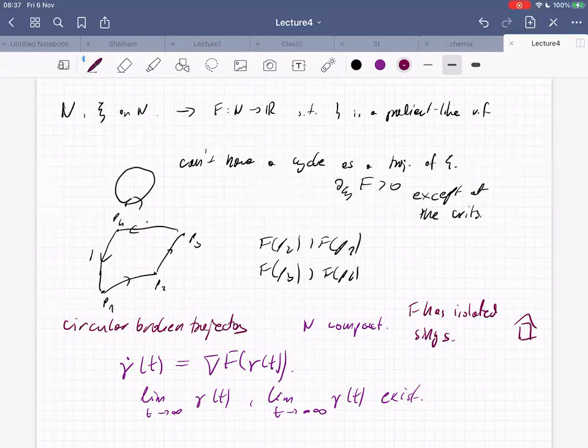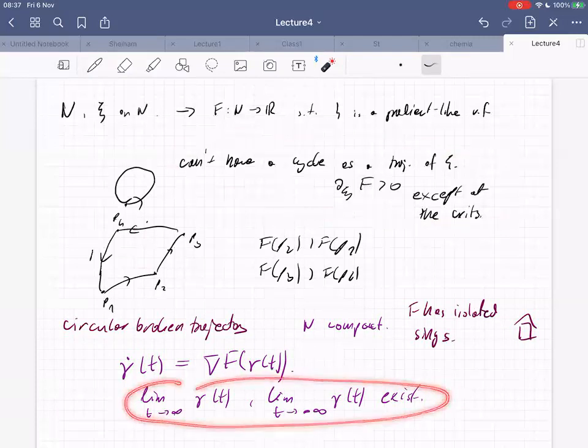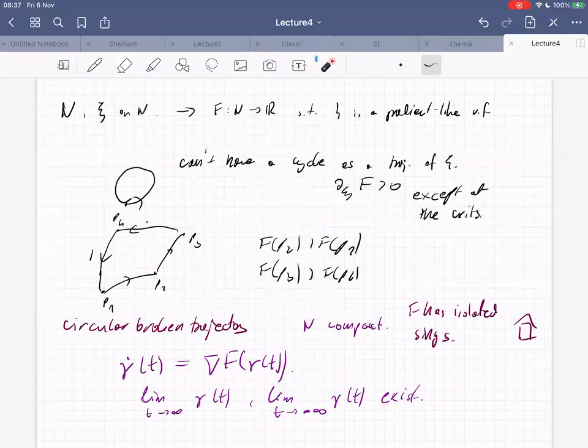So we captured two phenomena. One is the existence of the limit, and not having a cycle as a limit is a sub-phenomenon. It is a stronger condition that the forward limit and the backward limit exist. The second condition is no circular broken trajectories. And since we want f to be Morse, we need to impose some local condition on stationary points. So it should look like the gradient of a Morse function near each stationary point.